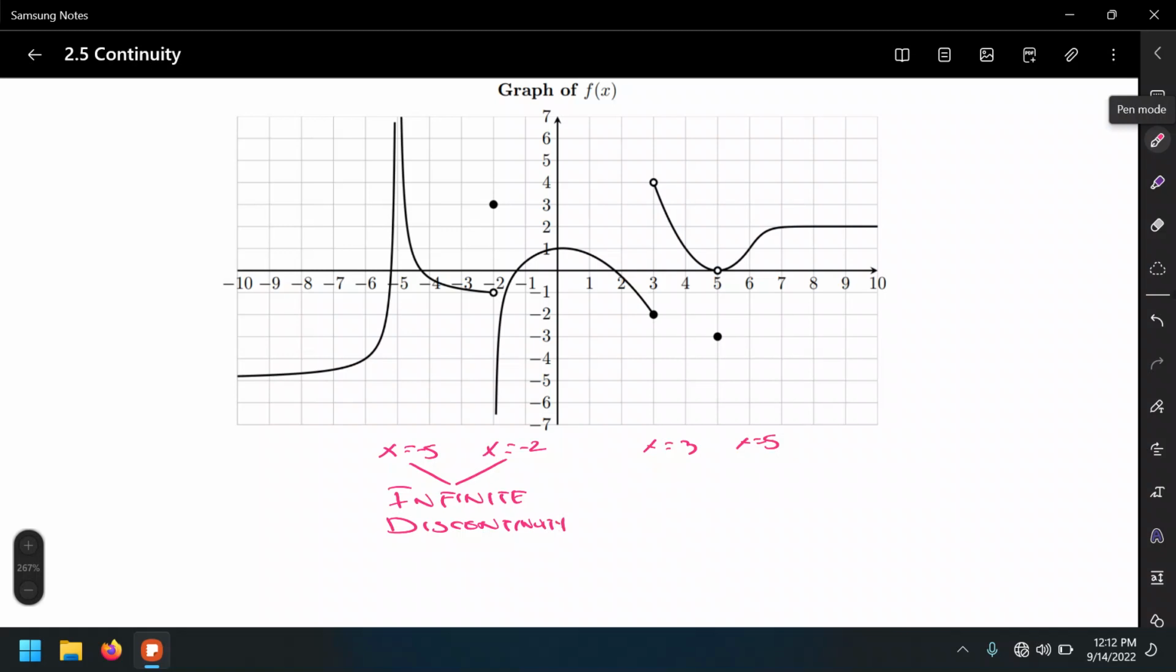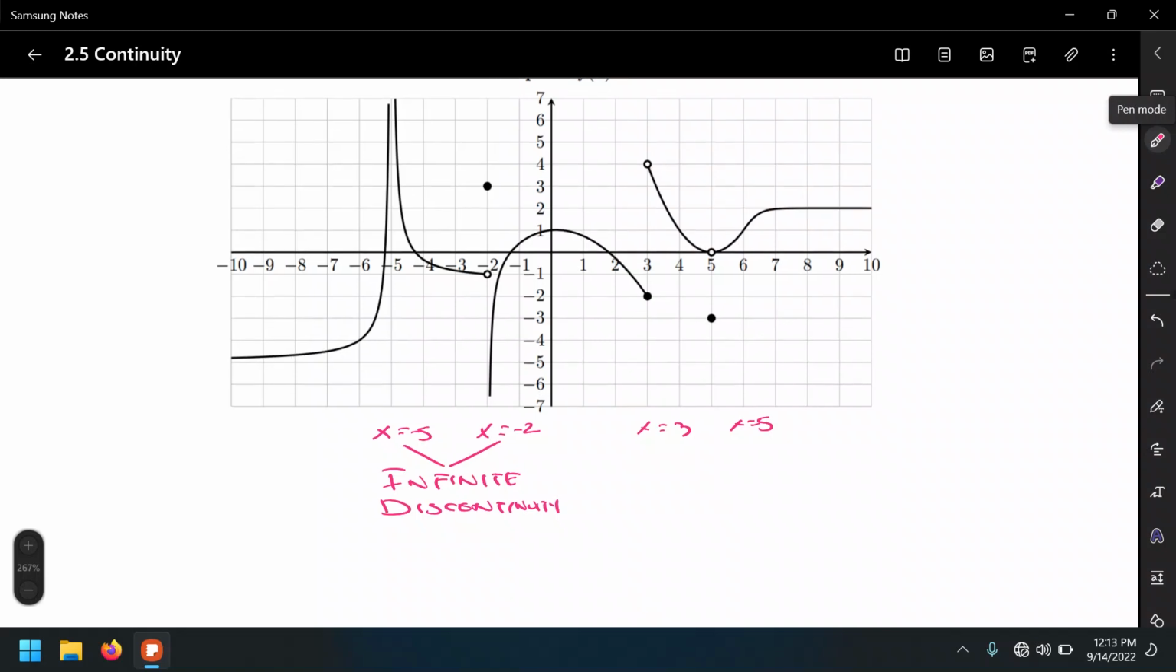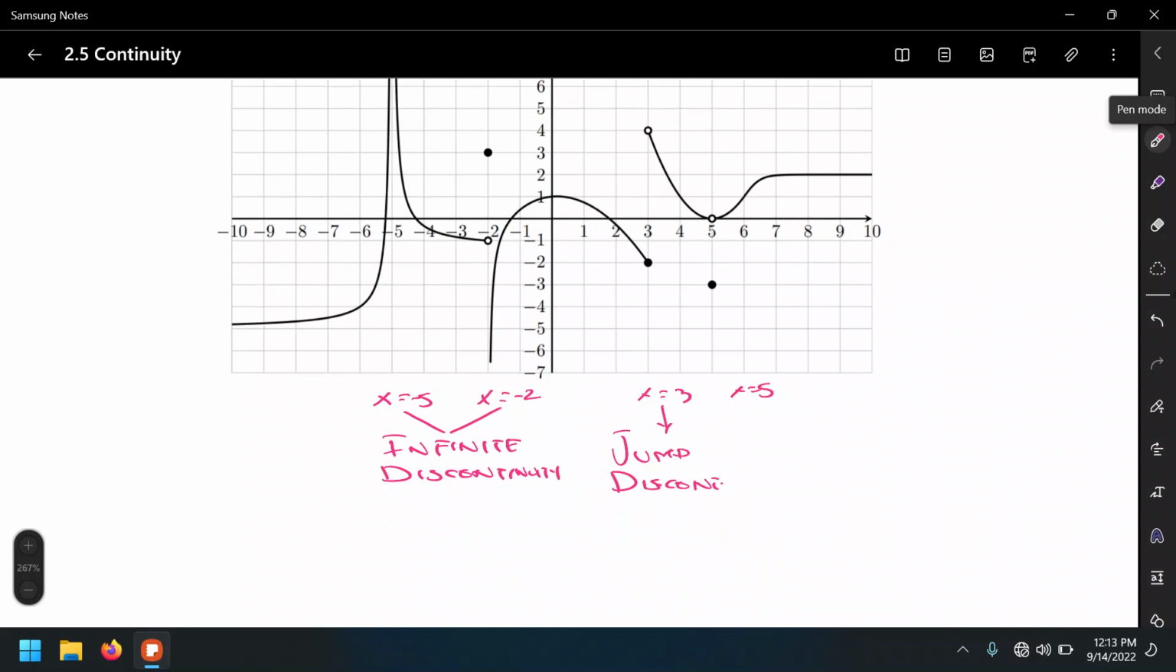In this case, notice there's a jump. If I wanted to keep drawing the graph, I have to lift my pencil and jump. These are called jump discontinuities. Sometimes we call them gaps. That's another way to call jump discontinuities.